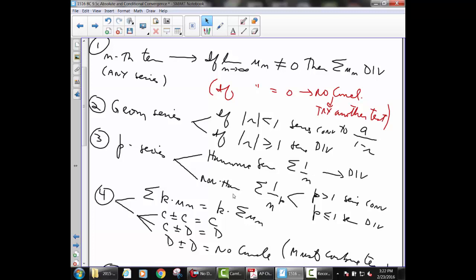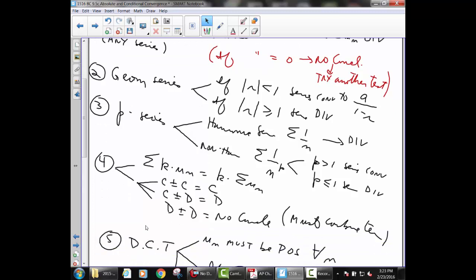If it's non-harmonic, which means p is not 1, but whatever, 1 over n to the p, then if p is bigger than 1, the series converges. If p is less than or equal to 1, the series diverges.